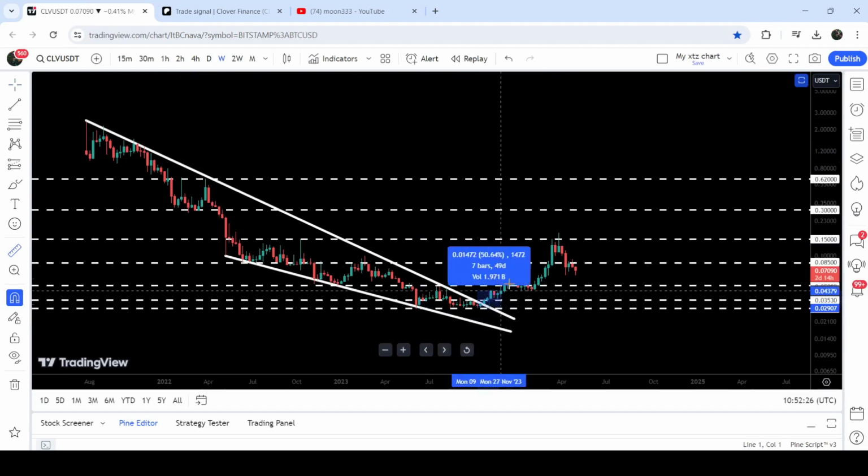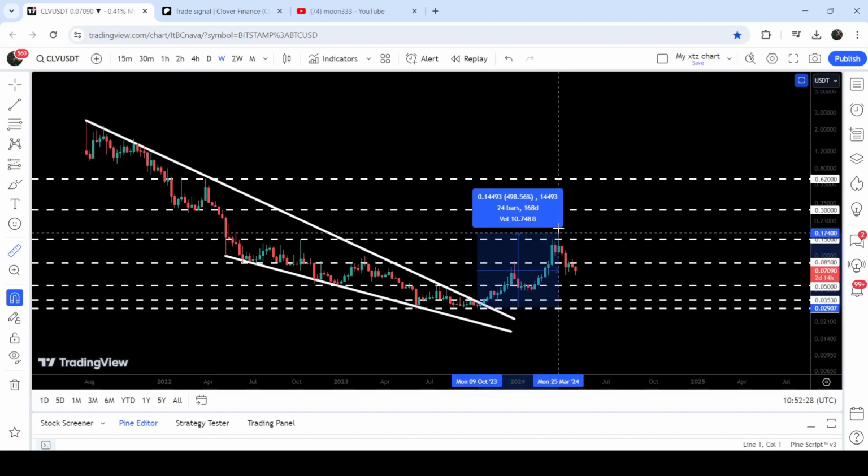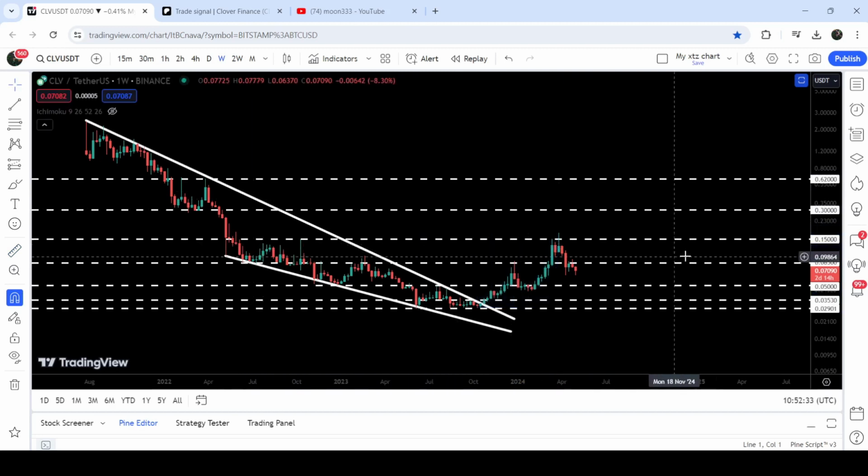And from this low to here, you can see that CLV has rallied almost 500%, but got rejected by this long-term resistance of 15 cents that has previously been working as a resistance here and almost as a resistance here as well. And again, you can see that for a few weeks it has been working as a resistance, and finally the price line has broken down the next support. That was also a quite significant support of 8.5 cents.